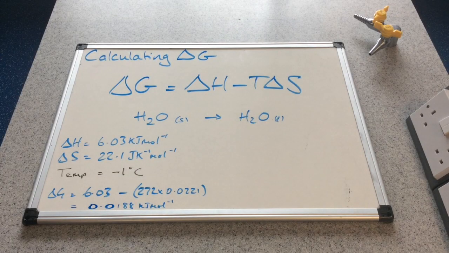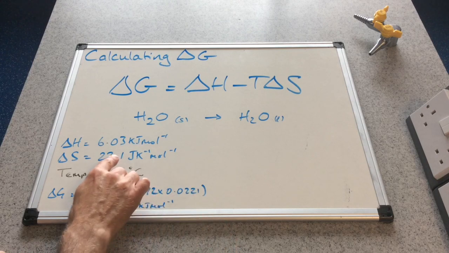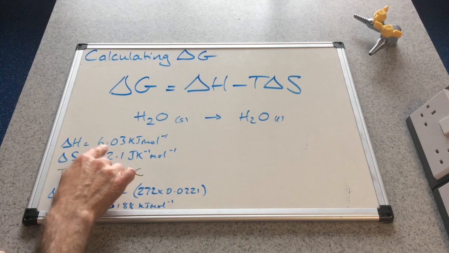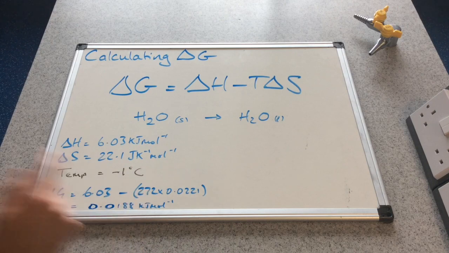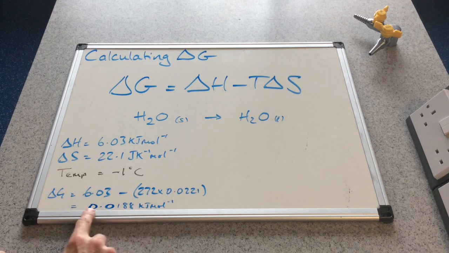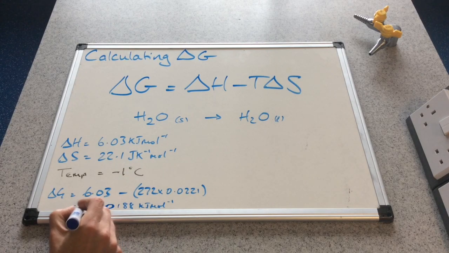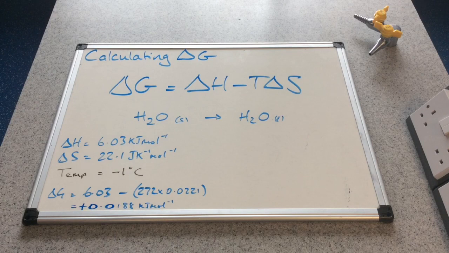Hopefully you got the same delta G as me. I got 0.0188 kilojoules per mole. I've put everything into kilojoules. I left the delta H, and the delta S I divided by 1,000, so knock the decimal place back 3: 0.0221. The temperature of minus 1 Celsius would be 272 Kelvin, and that gives us this value for delta G. The important thing is the fact that it's positive. A positive delta G means this reaction is not spontaneous at this temperature.